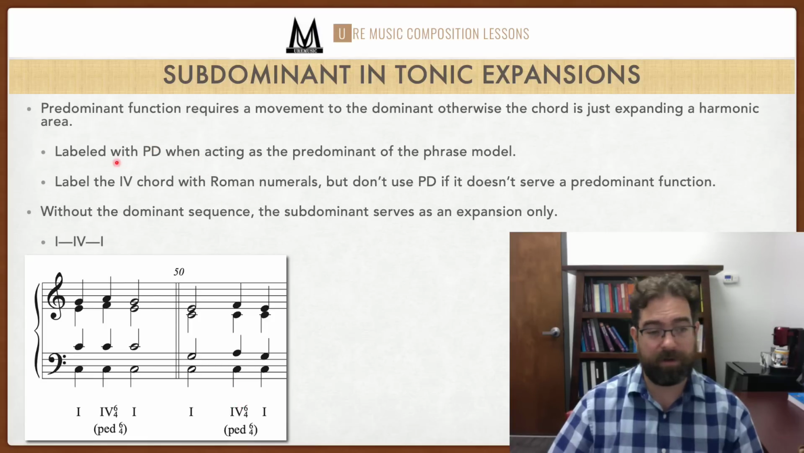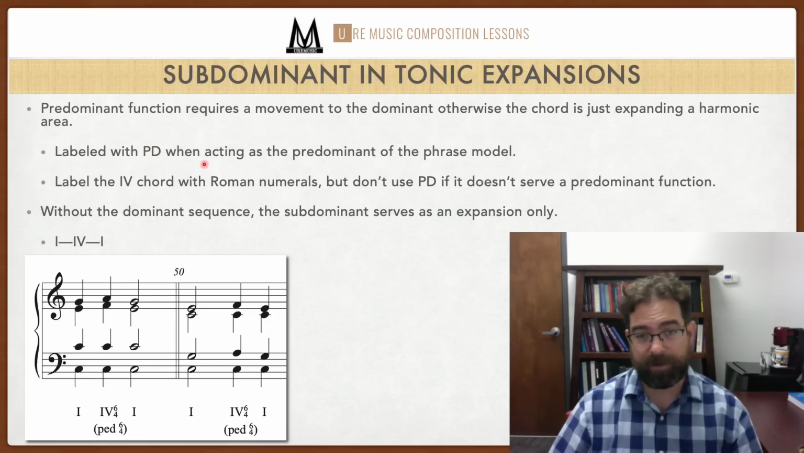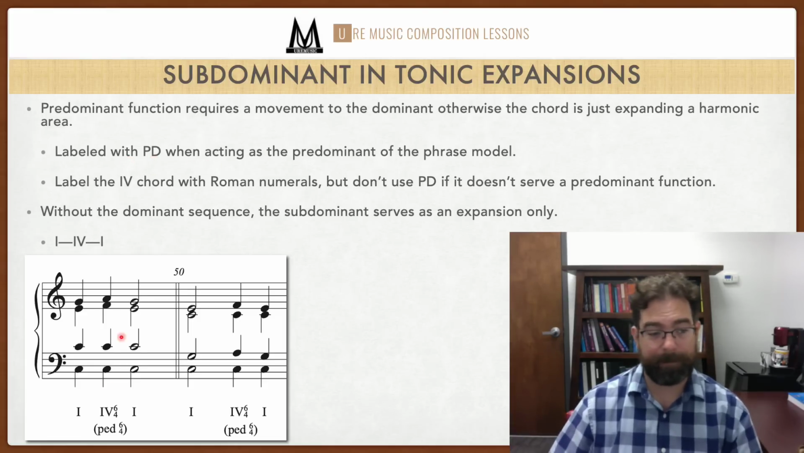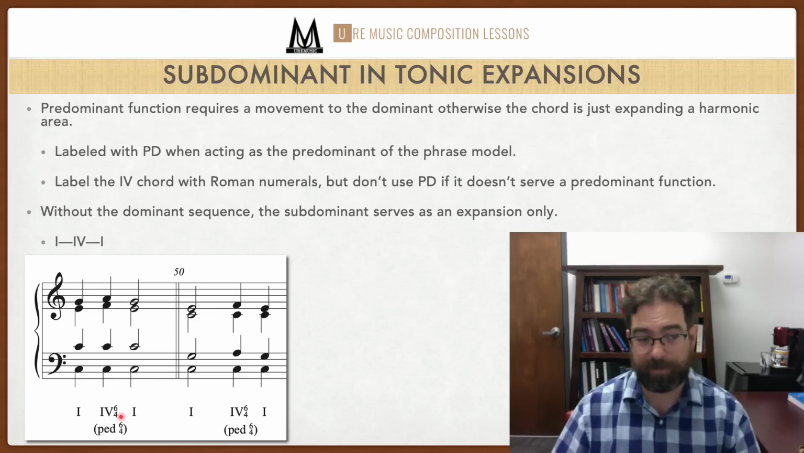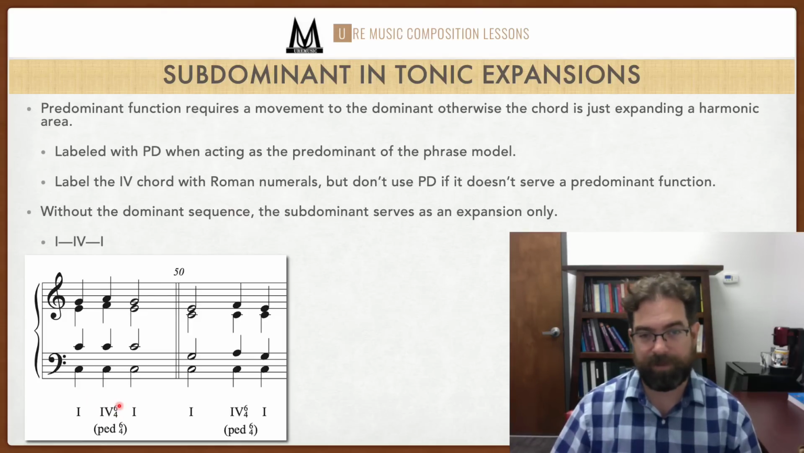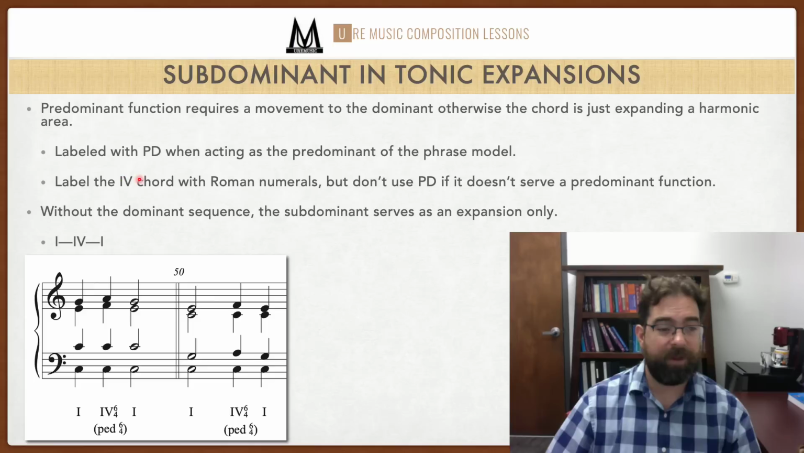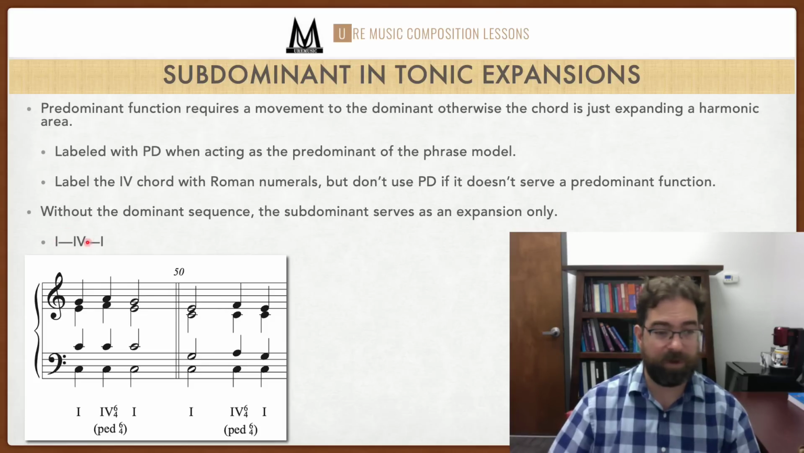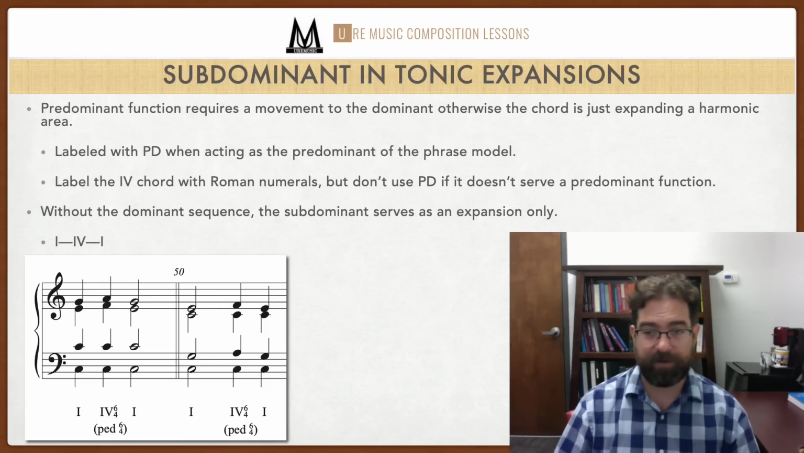When you are moving to the dominant and it's serving as part of the phrase model, then you would label it with a PD. In this example, since we are not moving to the dominant, and it's not serving a predominant function, it's just acting as a 4 chord, we do not label this with the PD function. So you label the 4 chord with Roman numerals, but don't use PD if it doesn't serve a predominant function. Just remember that. Without that dominant sequence, the subdominant serves as an expansion only. So 1/4/1 would be one example of that.